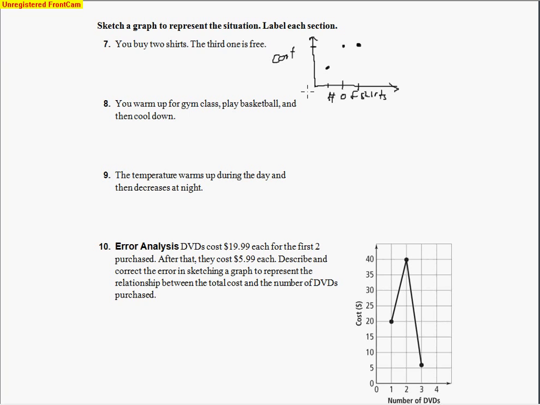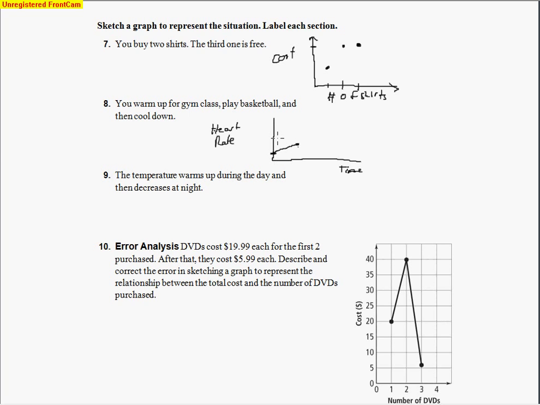So let's take a look at the next one. It says you warm up for gym class, play basketball, and cool down. So let's take a look at what would change here. First of all, time is along the x-axis, and what changes when you play basketball and then cool down would probably be your heart rate. So the heart rate is going to change quite a bit. So when we warm up, maybe it's starting right here, because we've got to have some sort of pulse. If we were 0, it would be dead. So we've got to start somewhere, and maybe we warm up and our heart rate increases a little bit.